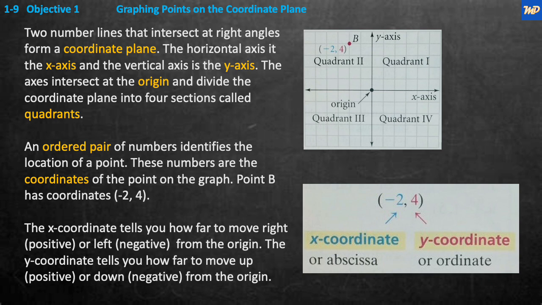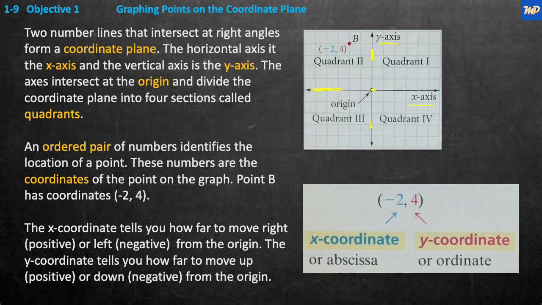Two number lines that intersect at right angles form a coordinate plane. So here we have, remember I showed that in the previous video, these are the two number lines, right? They're intersecting. The horizontal axis is the x-axis. So this is horizontal here, and this is x-axis. And the vertical is in the middle here going up and down. And as you see, that's the y-axis. The axes intersect at the origin. Right here's the origin.